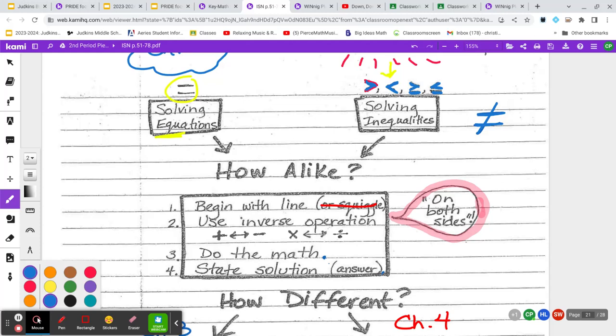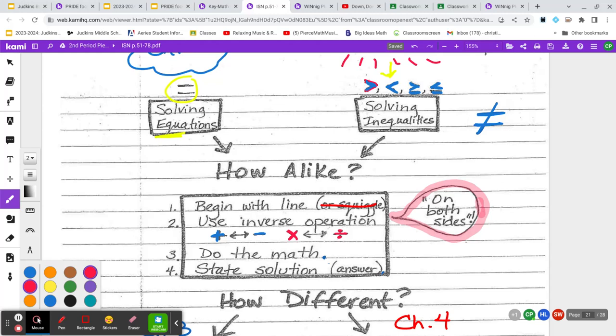Inverse operation. Okay, please highlight this. What is the inverse operation of addition? Subtraction. What's the inverse operation of subtraction? Inverse of subtraction is addition. Everybody answer all these. What's the inverse operation for multiplication? Division. What's the inverse operation for division? Multiplication. So those two operations get partnered up just like that.